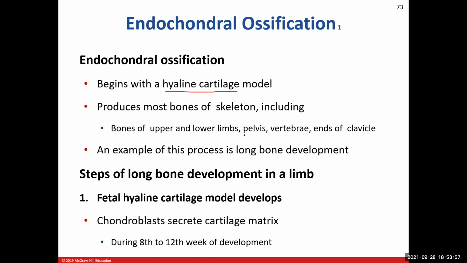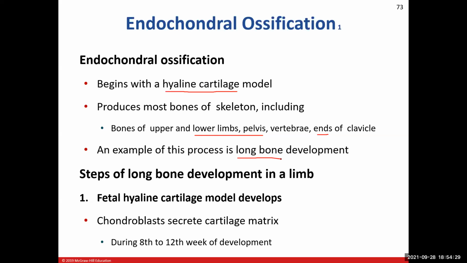We're also going to see your pelvis, which is going to include your hips, your vertebra, and don't forget the ends of the clavicle there. So for the most part, we're going to see this in long bone development. So we're going to use the humerus, which is the long bone that's found in your arm in between your shoulder and elbow. We're going to use that as our model here as we go through the steps of the long bone development for the humerus.